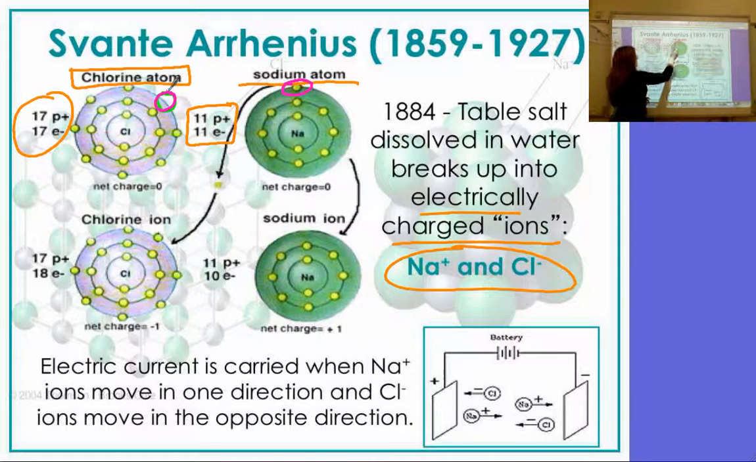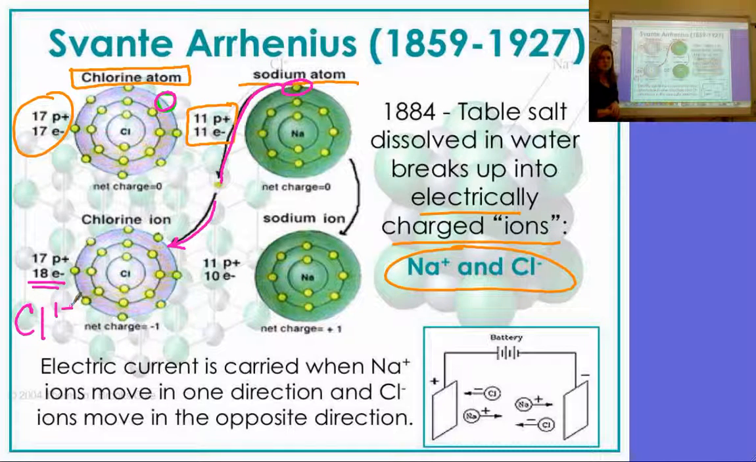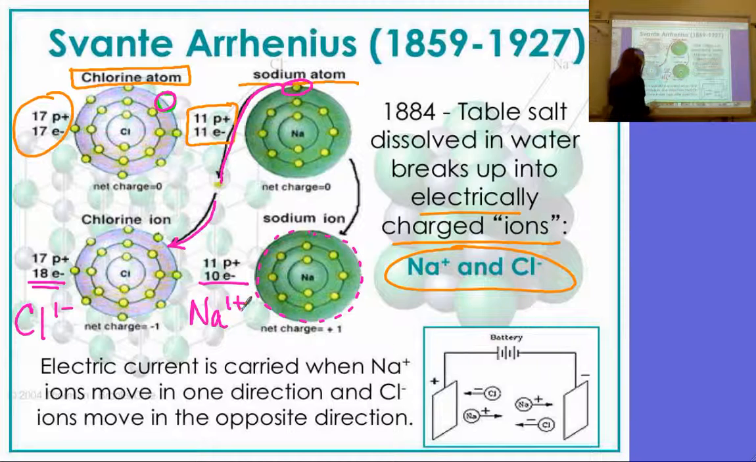Why? Sodium gives its 1 valence electron up to chlorine. Chlorine now has an extra electron, 18 electrons, but only 17 protons. That's how it gets its 1 minus charge. Sodium loses that electron. It loses that whole third shell, third ring of electrons. It now only has 10 negatives and 11 positives, which is how we get our Na1+ ion.